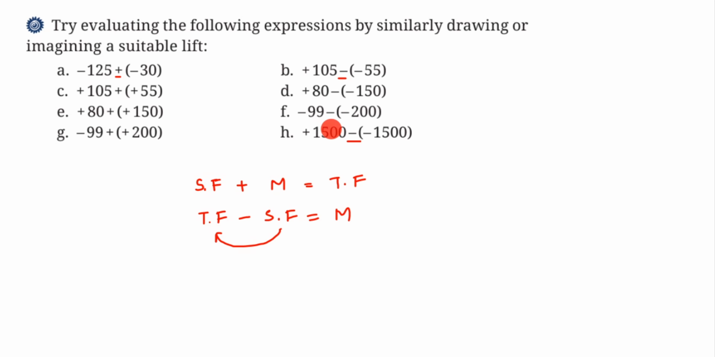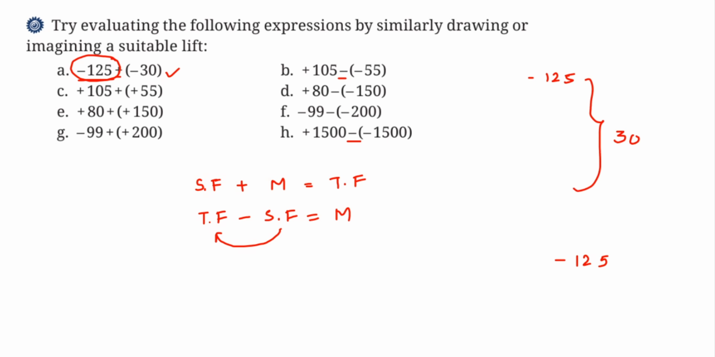First we have minus 125 plus minus 30. We have a plus sign. This means this is your starting floor. You are at minus 125 and you are going minus 30. This is your movements. Remember the first formula. This means you're going 30 floors down. You have a minus sign here, it's minus 30. Minus means you're going down. If it is plus, you're going up. So you are at minus 125 and you're going 30 more floors down.